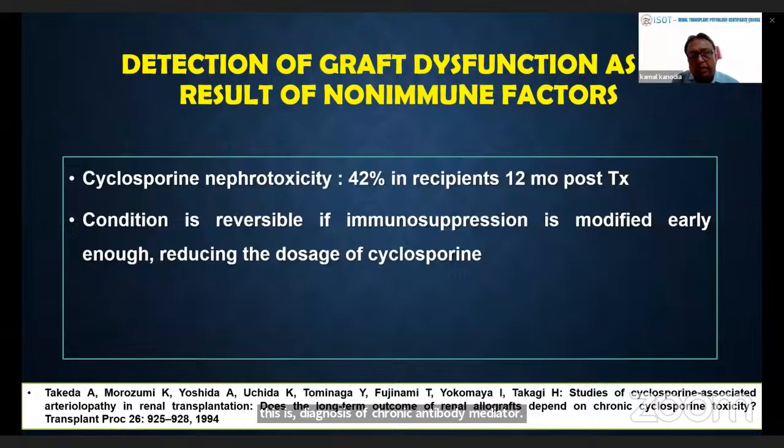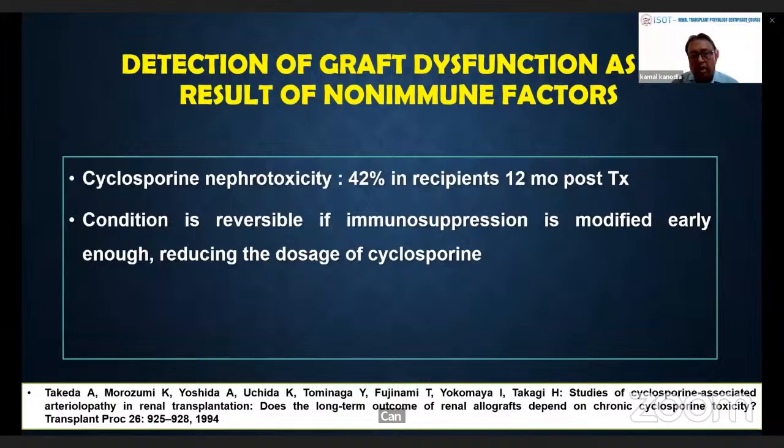Now coming to the detection of some non-immune factors, that is drug toxicity. CNI toxicity is one of the culprits for the development of chronic changes in the graft. Almost 42% of recipients were found to have cyclosporine nephrotoxicity at 12 months post-transplantation. This was a study by Takeda et al. The important thing is that cyclosporine toxicity, the CNI toxicity, can be of acute onset or chronic changes.